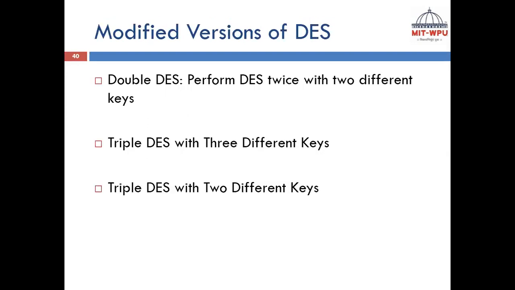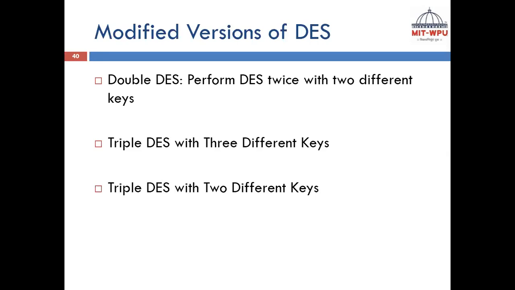Now DES has various versions. Right now we are not utilizing the simple or basic DES, but triple DES we use for our certificate generations. Now DES has different variants: double DES with two different keys, or triple DES with three different keys, or triple DES with two different keys.